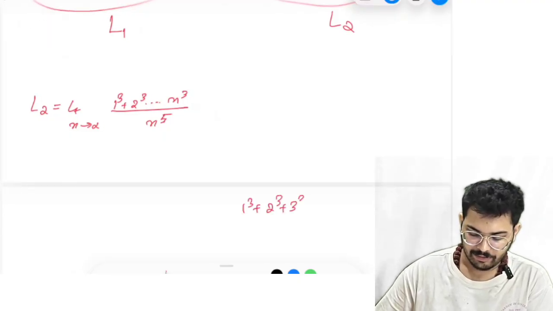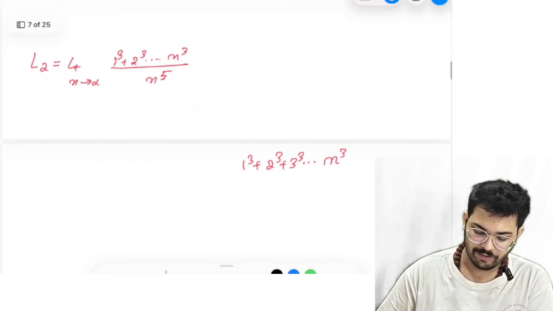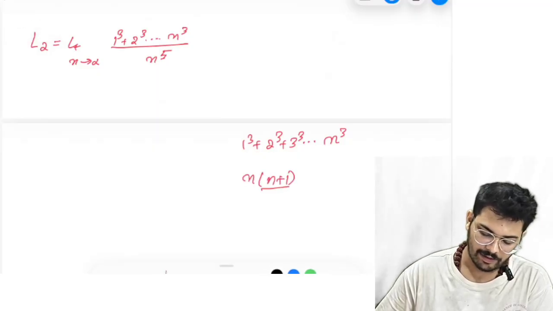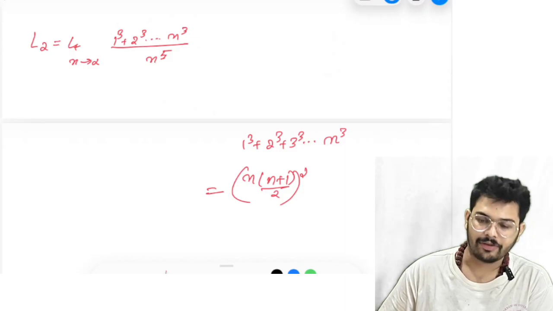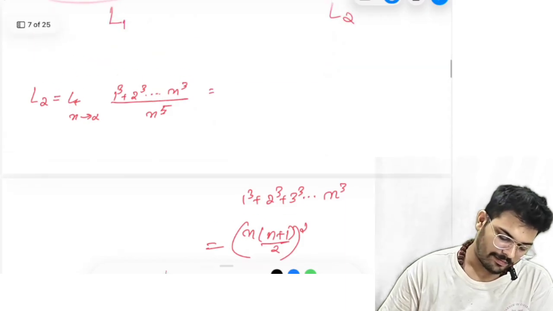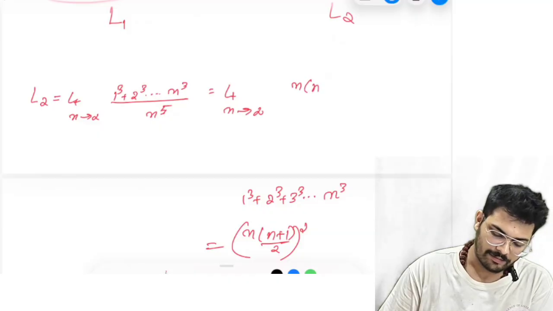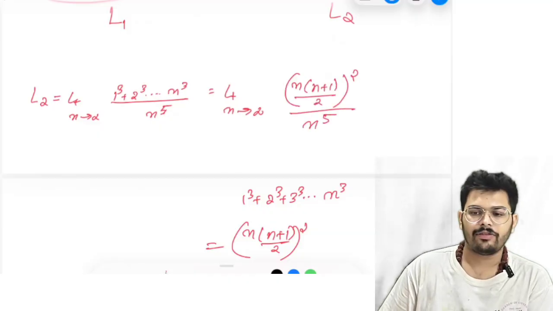plus 3 cube plus etc. n cube. The sum of cubes of n natural numbers will be n into n plus 1 divided by 2 the whole square. Therefore, this will become limit n tends to infinity n into n plus 1 divided by 2 the whole square divided by n raised to 5.